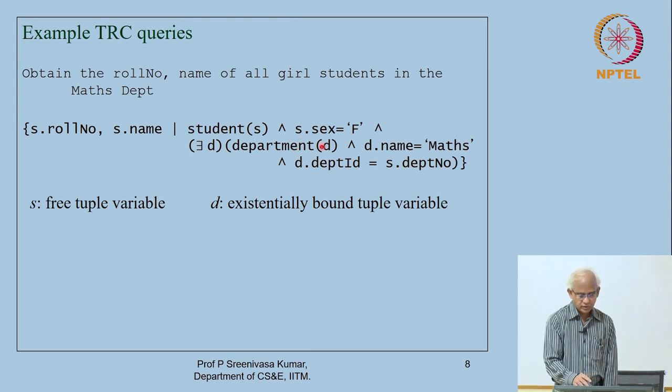Then you further check whether D dot name equals maths, and since the combination makes sense only if D dot department ID is equal to S dot department number, you put that condition also. So now you can see that if this formula is satisfied for some assignment of S and D, then that is a valid combination that can be used to produce the result. And what is the result? The result is roll number and name. We just want roll number and name from the S tuple. We don't actually require anything from the D.